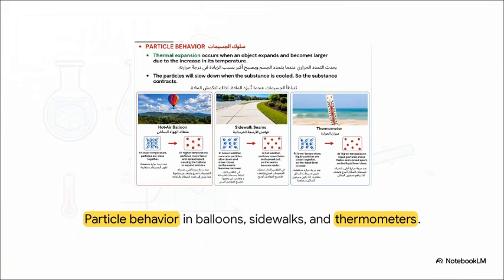It's amazing to think about how particle behavior affects our daily lives. When you heat up the air inside a hot air balloon, the particles move faster and spread apart, which causes the balloon to expand and rise. The exact same thing happens to concrete. In the intense summer heat, particles in the sidewalk spread out. That's actually why builders put those little seams or gaps in the pavement, so the concrete has room to expand without completely cracking. Even a thermometer works the same way. Heated liquid expands and rises up the glass tube.